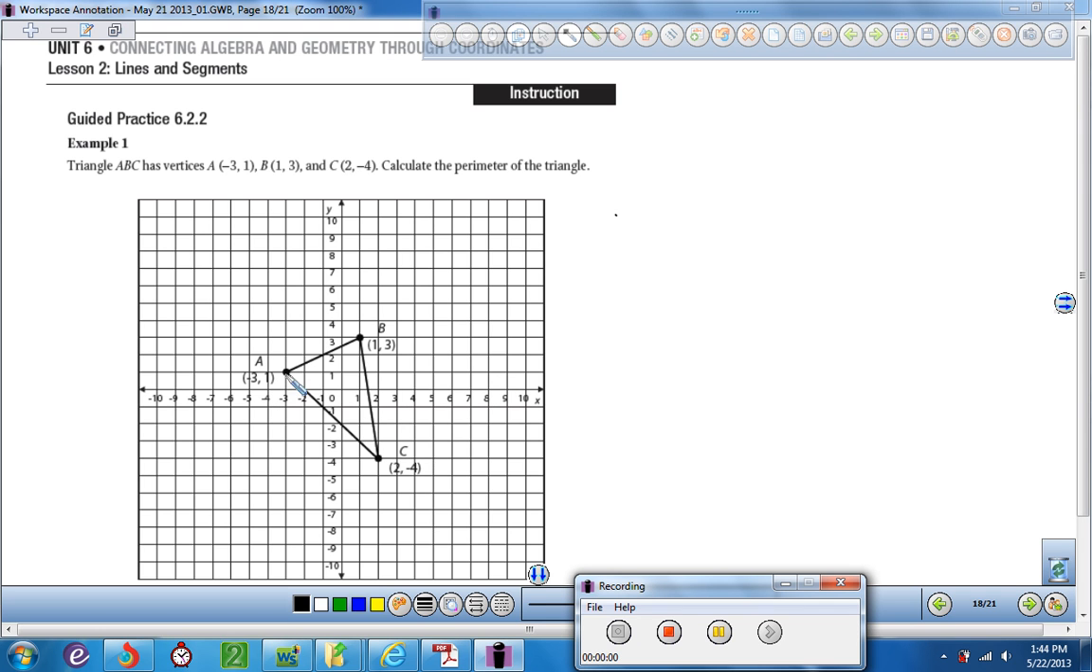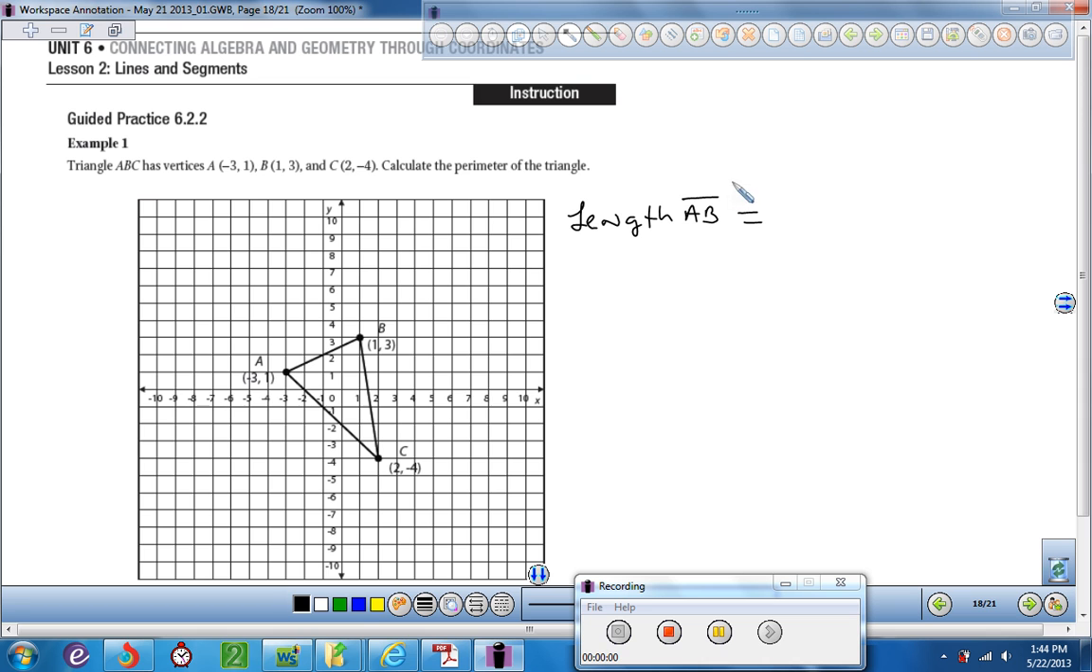Here we need to find the perimeter of a triangle. Now to find the perimeter, we need the distance around the triangle. So we need all the distances of the different parts of the triangle. So we'll find length AB.